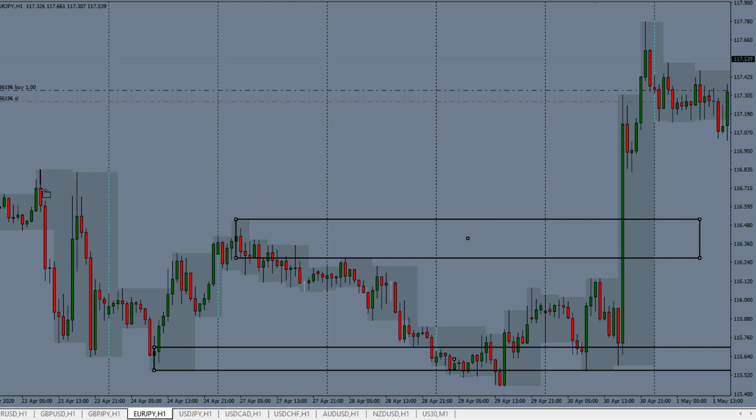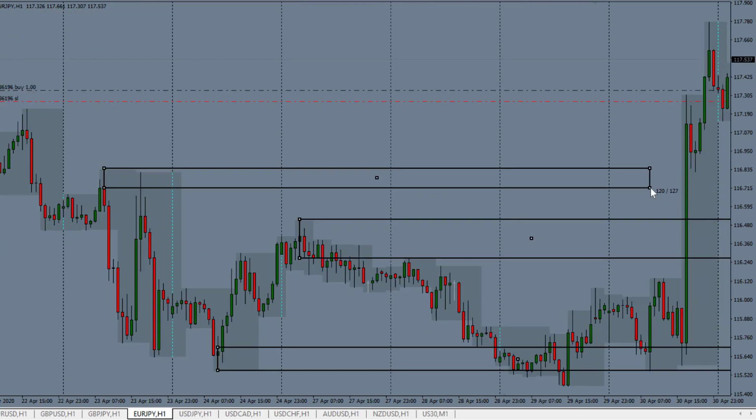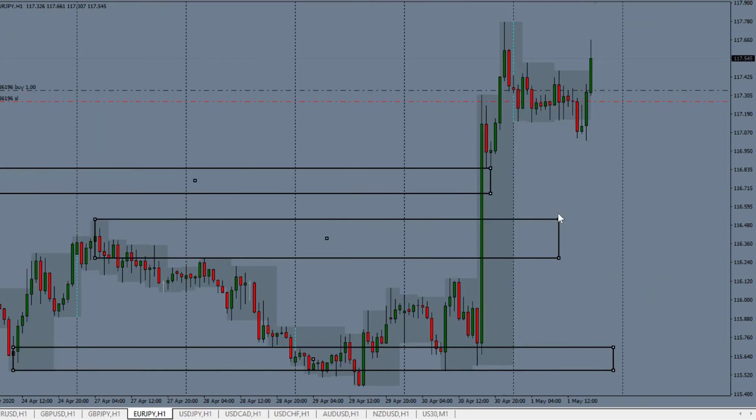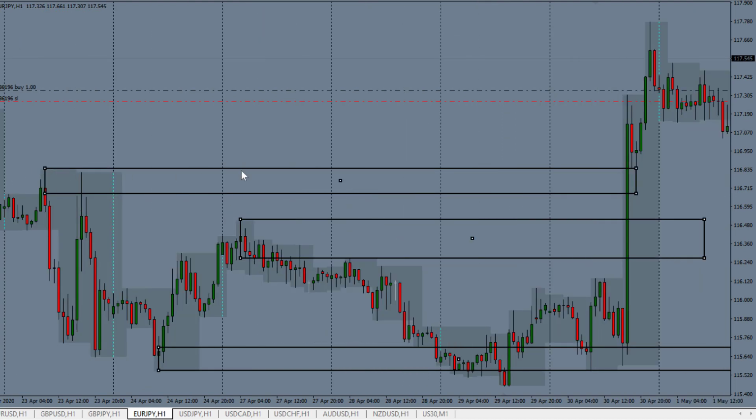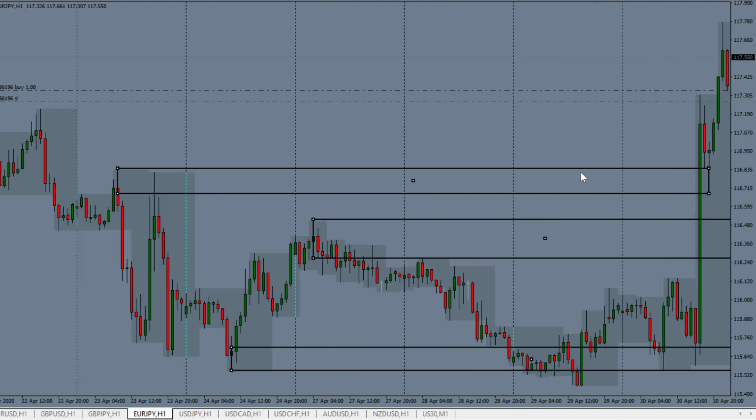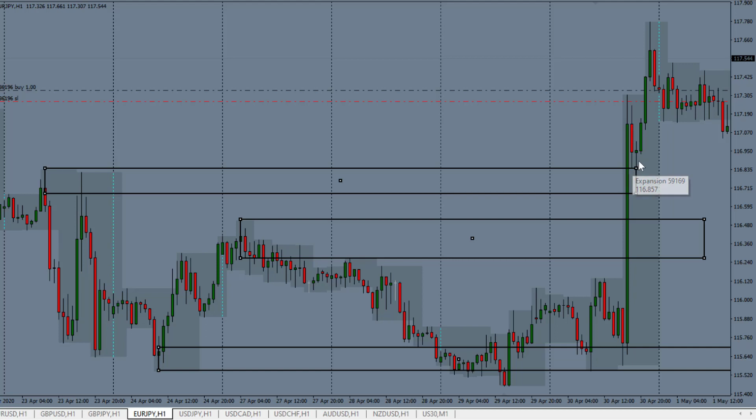I could use these levels. So I can use this level with that level and then extend it. So this could have been useful. As you can see, market has broken it, come back to it. I'm just realizing this now, right now, just drawing it. And then it goes up after this.